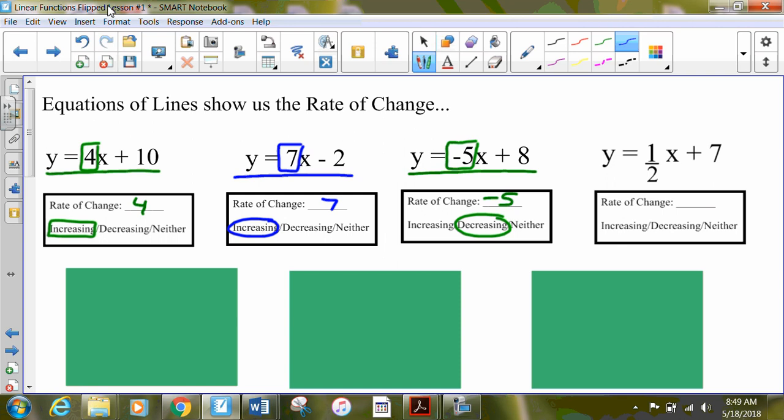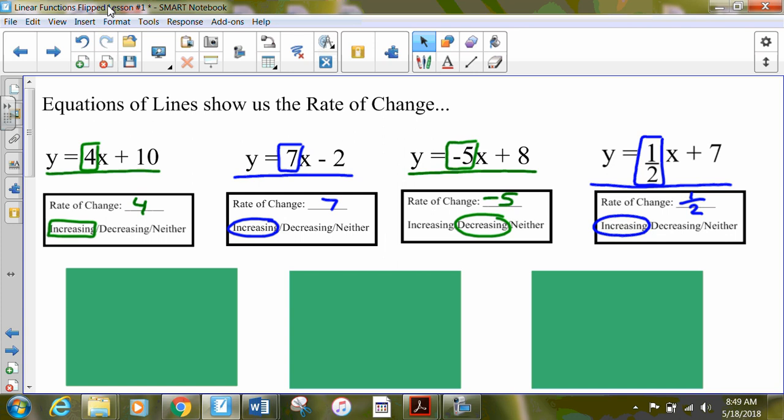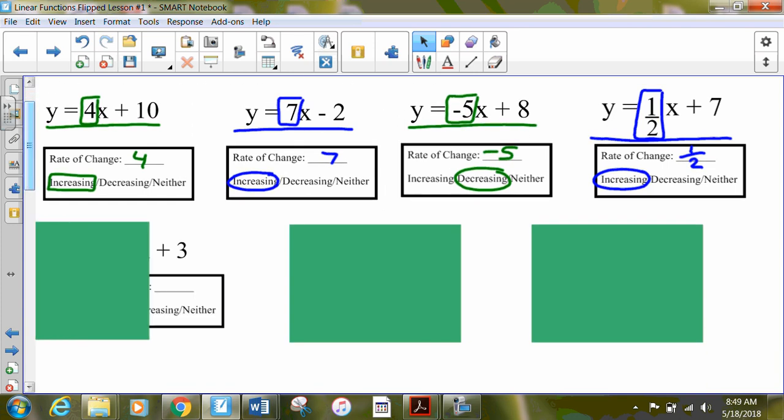Go ahead and write down this equation, y equals 1/2 x plus 7. Where can we find our rate of change? That's right, when it's in slope-intercept form, it is right before the x, so we'll put 1/2. 1/2 is a fraction, but it's still positive. So a positive rate of change always increases. So we're getting lots of good practice.